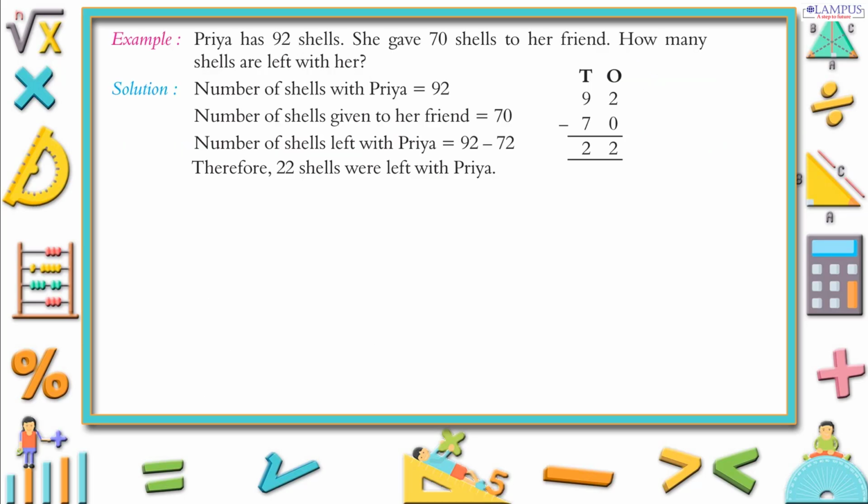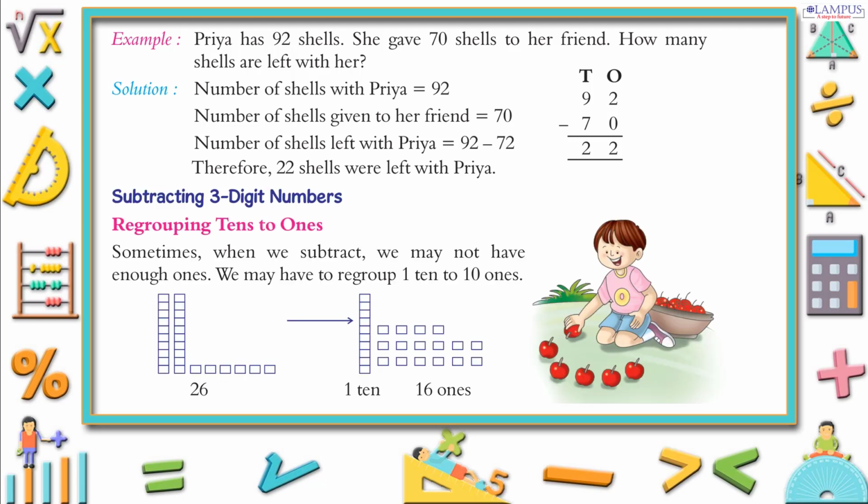Example. Priya has 92 shells. She gave 70 shells to her friend. How many shells are left with her? Solution. Number of shells with Priya equals 92. Number of shells given to her friend equals 70. Number of shells left with Priya equals 92 minus 70 equals 22. Therefore, 22 shells were left with Priya.